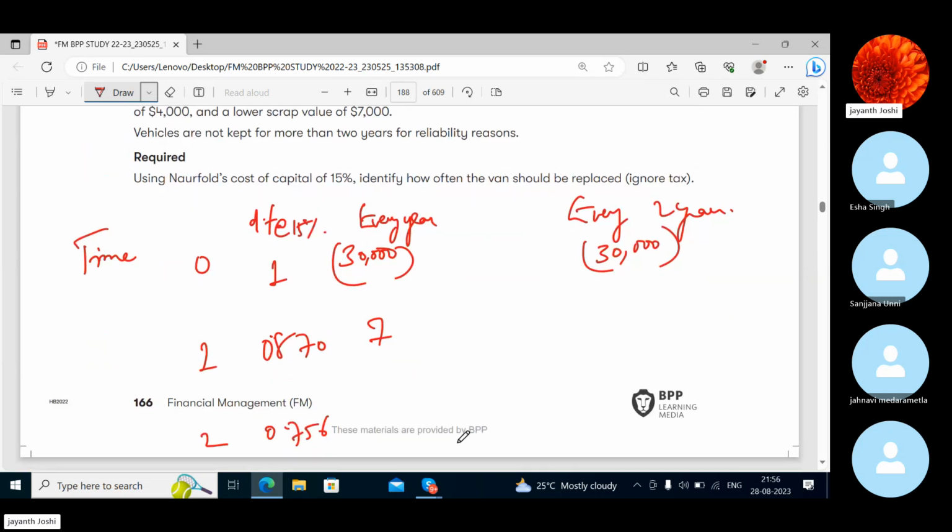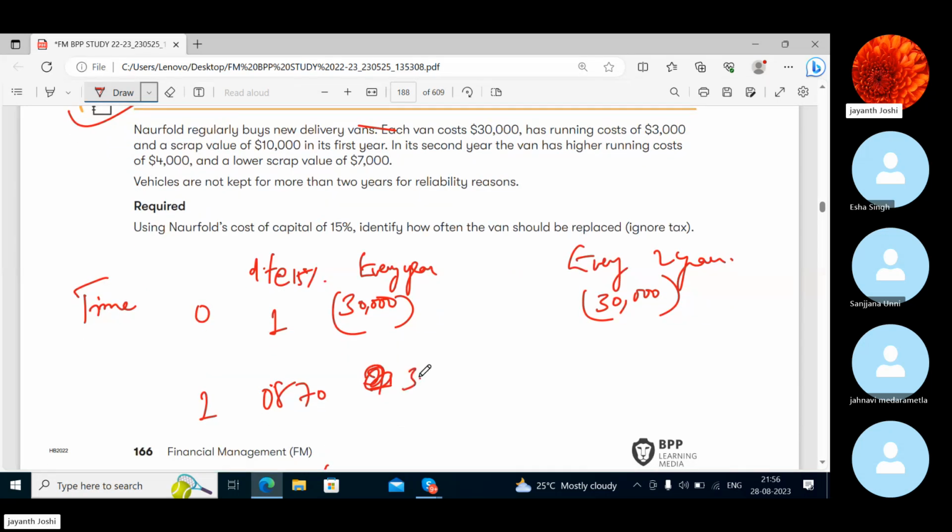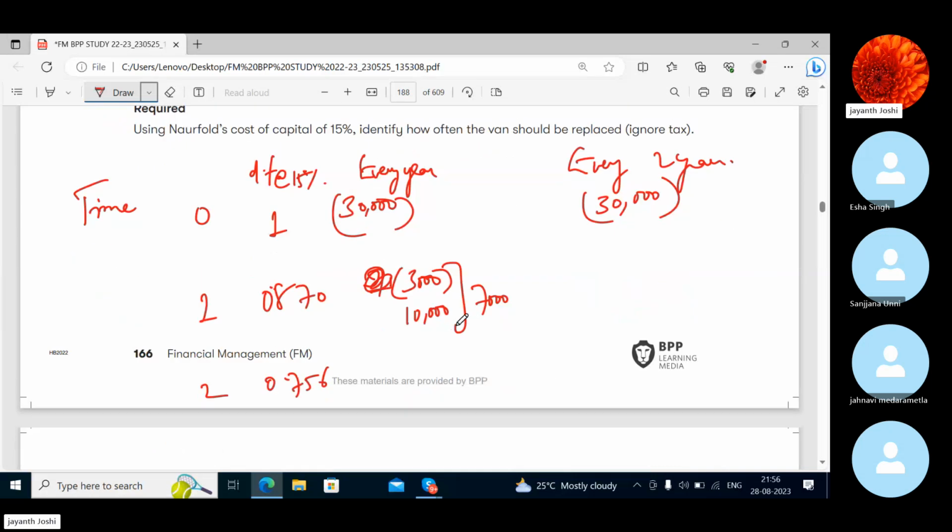So in the first year, the running cost is 3,000. And the scrap is 10,000, right? This is the running cost, this is scrap. So it is going to be 7,000, right? So 7,000 into 0.870 is how much? The discount factor. 6090.